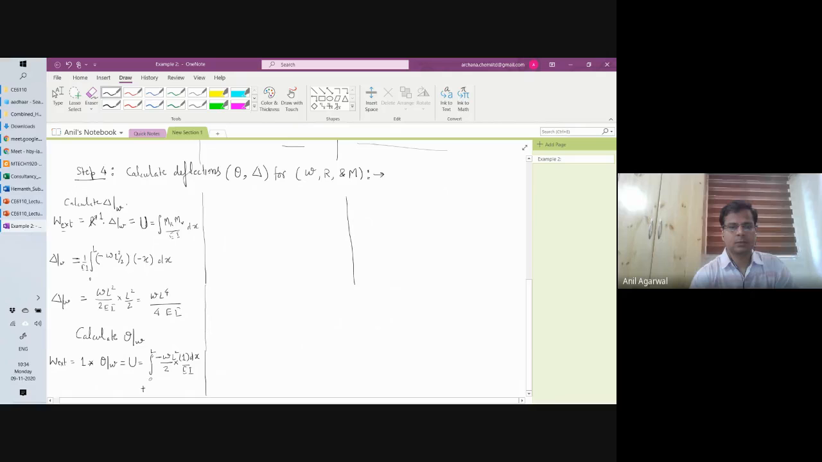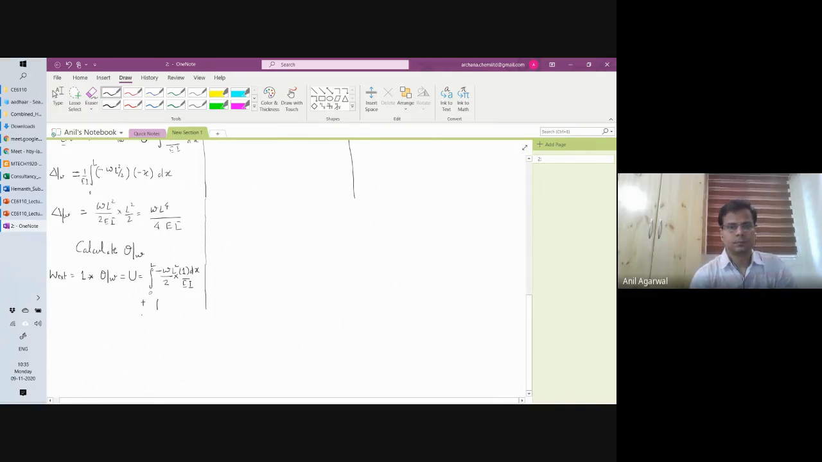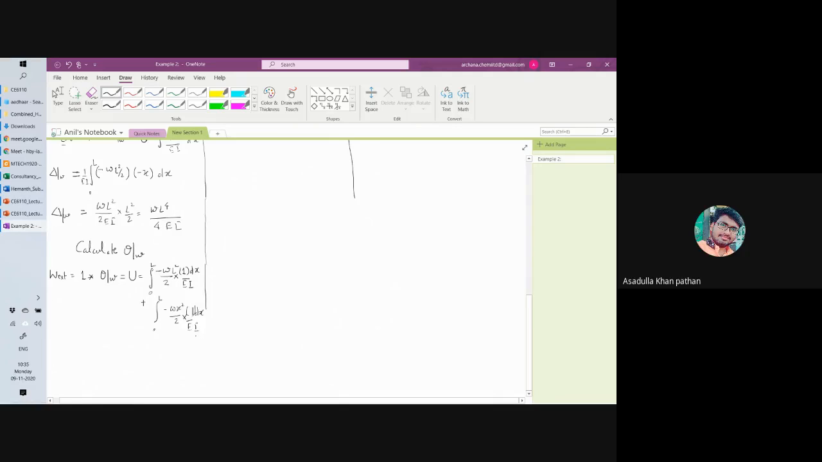Plus, for the other member, 0 to L. Now for the other member, the bending moment diagram was not constant. It was not W L square by 2. It is minus W x square by 2, isn't it? For the horizontal member, multiplied by, again, the bending moment from the uniform external moment applied, which is 1, dx. You are following it, right? Yes, sir.